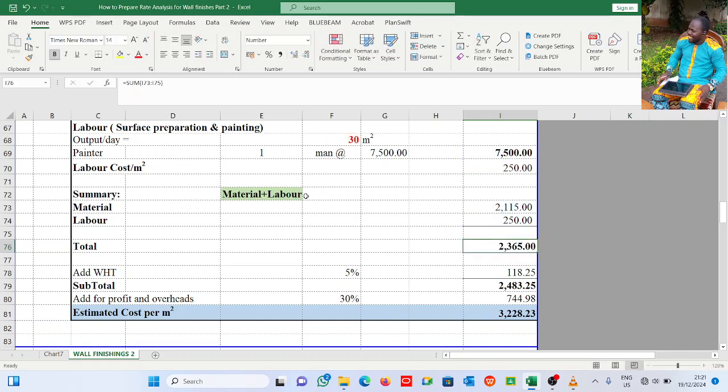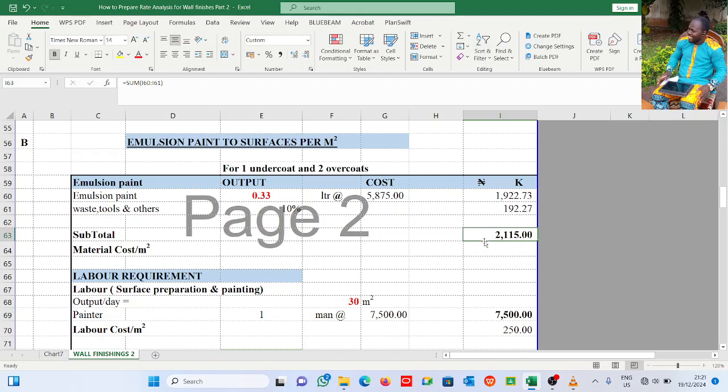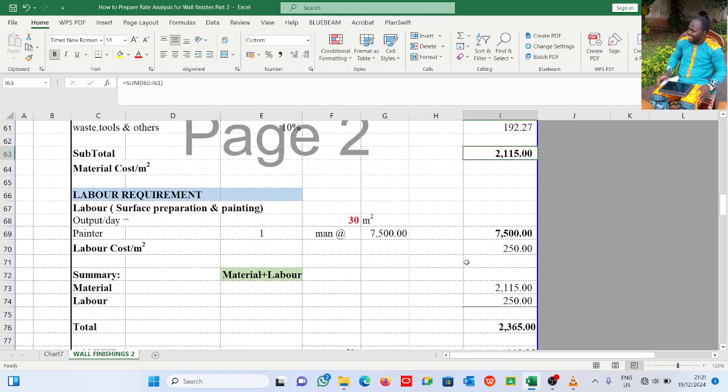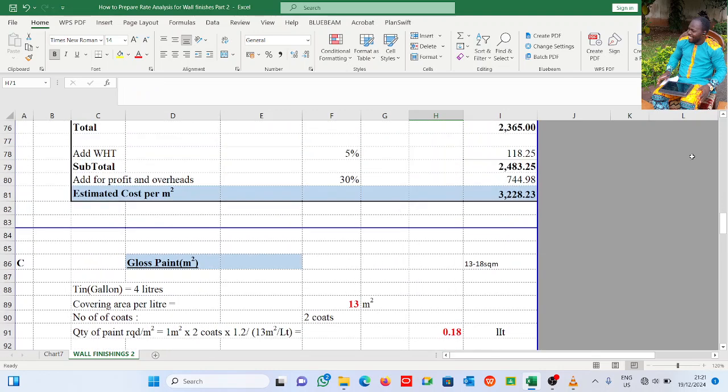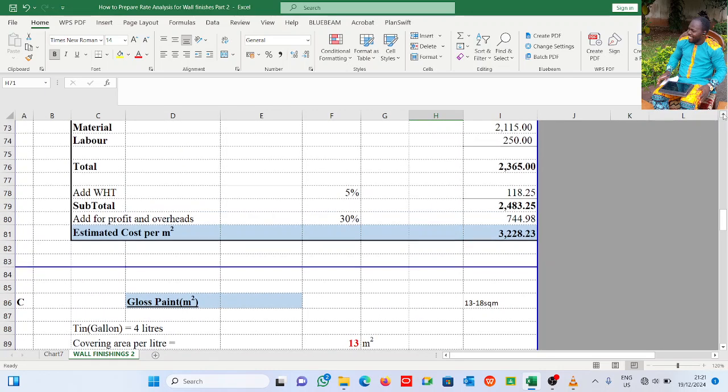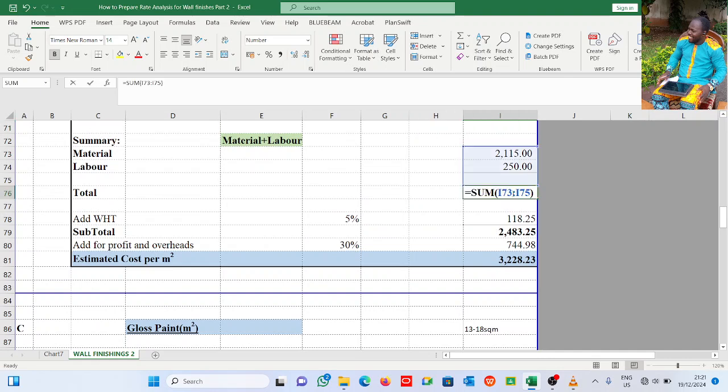We sum them together, material plus labor. This is material, this is labor, 2115. All right, so add them up, that gives us this. Then add withholding tax. Remember, I already explained the concept of withholding tax, and then we add profit and overhead.